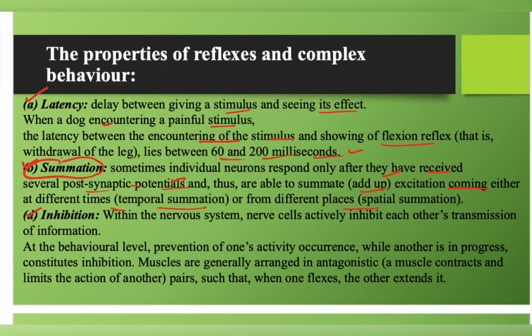Okay, then comes inhibition. So within the nervous system, nerve cells actively inhibit each other's transmission of information. So in the nervous system there is inhibition also, right? It inhibits certain kinds of responses. So in complex behavior, three properties are always there. First is the latency, there is a delay between stimulus and its response. There is summation, all the neurons add up to give a response, and there can be an inhibition, right? So nerve cells actively inhibit each other also.